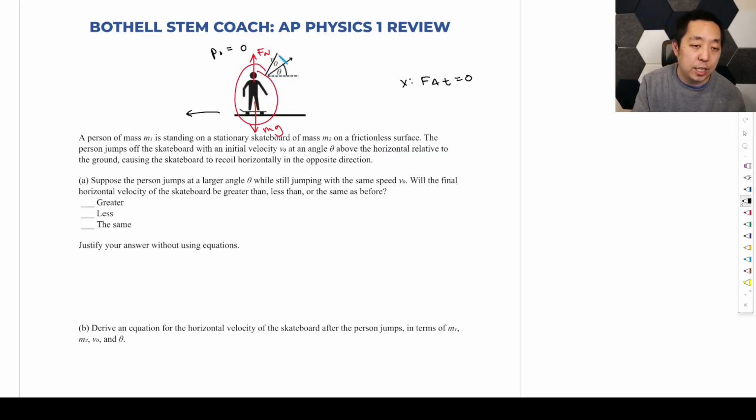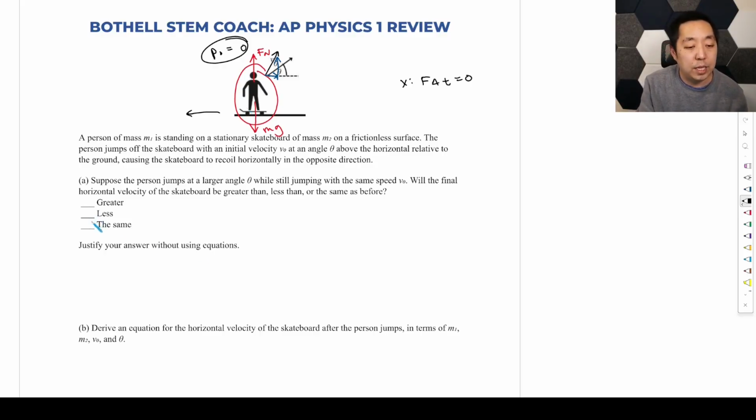Now, if he changes the angle but keeps the same velocity, what's going to happen is the overall velocity of the person to the right is going to be less. So the momentum to the right is going to be less. And if the overall momentum is 0, then that means the skateboard, the whole reason the skateboard moves to the left, is that the total horizontal momentum has to remain 0. So as the person moves to the right at all, then the skateboard moves to the left. That's why if he jumps straight up and down, the skateboard's not going to move left or right.